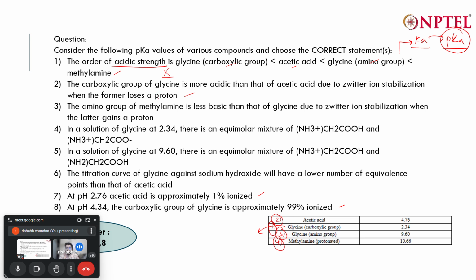Okay, now moving on to the second statement. The carboxylic group of glycine is more acidic than that of the acetic acid due to zwitterion stabilization when the former loses a proton.